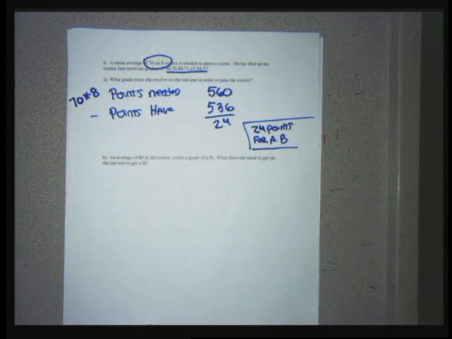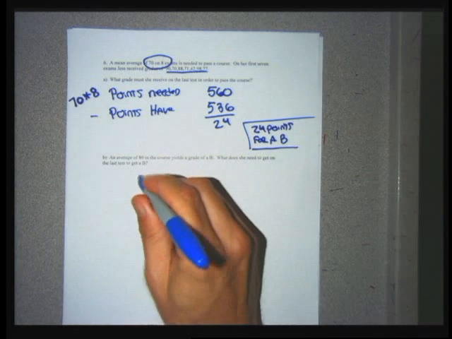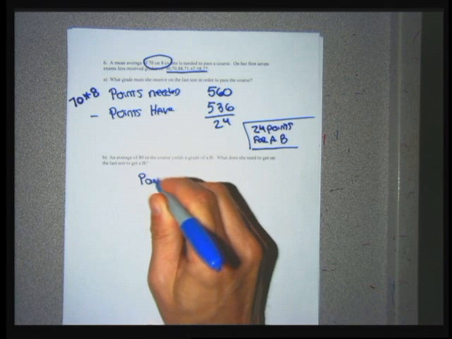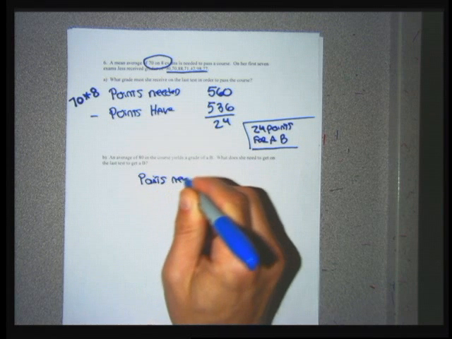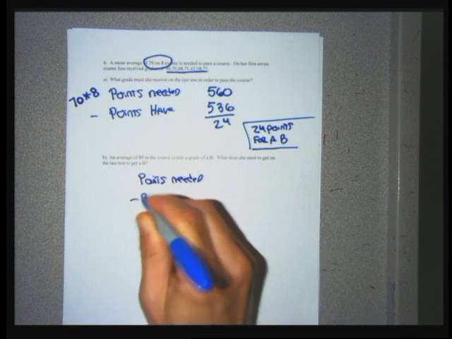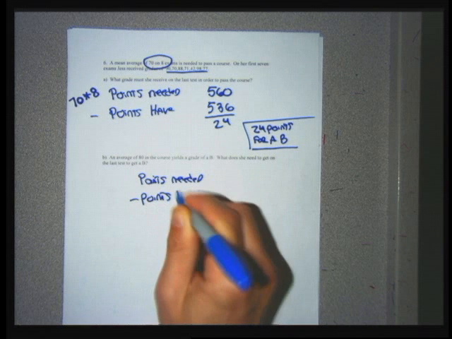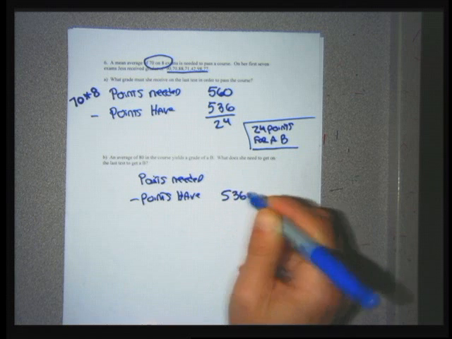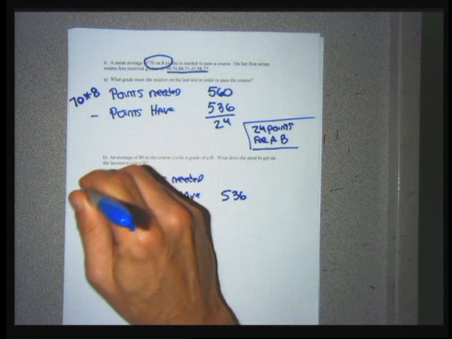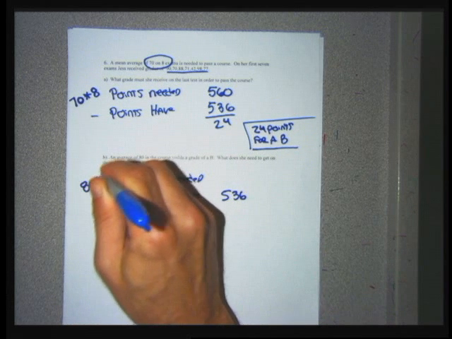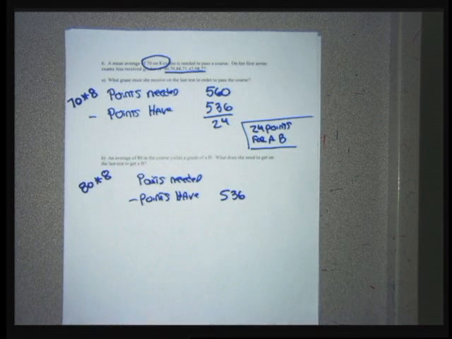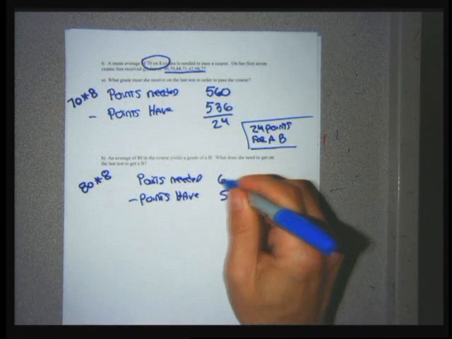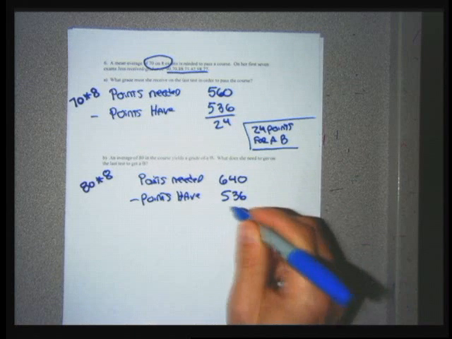Part B says you need an average of 80 to get a B. How many points would she need on her 8th test to get a B? And I'll do the same thing. I'm going to do points needed minus points have. She still only has 536 points. She needs to average 80 on the 8 tests that she's going to wind up getting graded on. 80 times 8 is 640. So you need 640 points for a B.